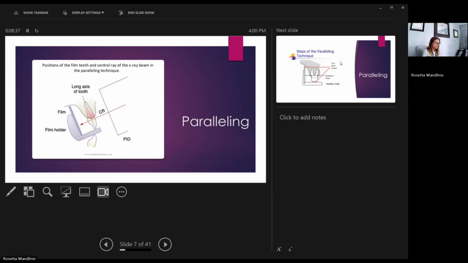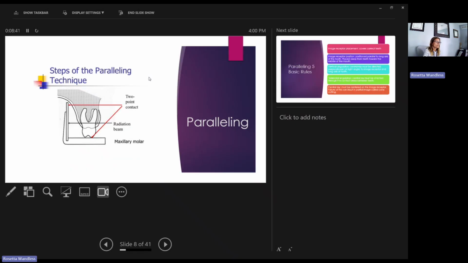This is a shot of a canine or an anterior tooth, and this is what a molar shot would be, where your long axis of the tooth is the imaginary line. Your film is going to be parallel to that, and the radiation beam or central ray is going to intersect and become perpendicular at a 90-degree angle.